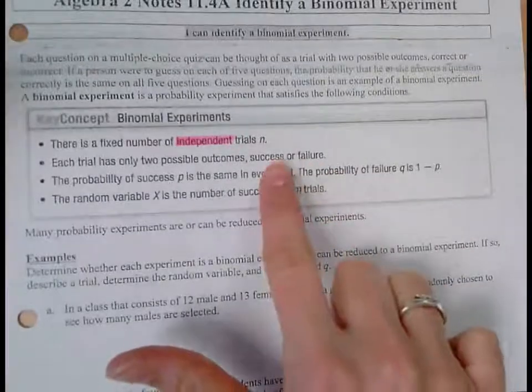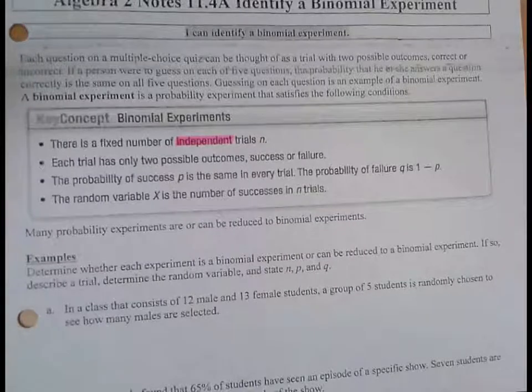But I do want to say success or failure doesn't always mean something's correct or something's wrong. The success would be the outcome you're looking for. A failure would be the opposite outcome. So say you have something that deals with males and females, and you're choosing only males. A success then would be choosing a male, and a failure would be choosing a female. The success just identifies the outcome you're looking for, not necessarily right or wrong, or what you would normally consider a success or a failure.